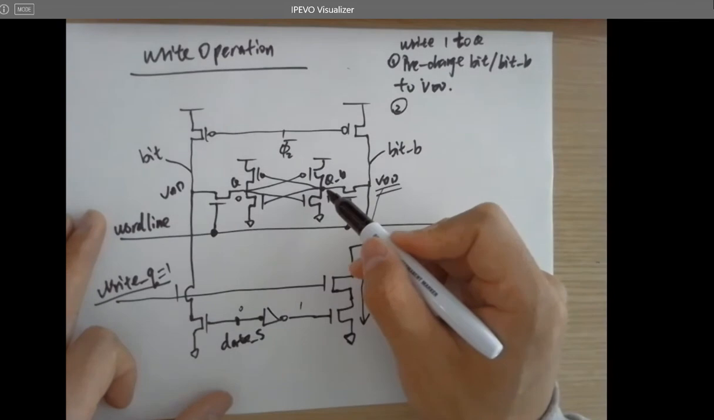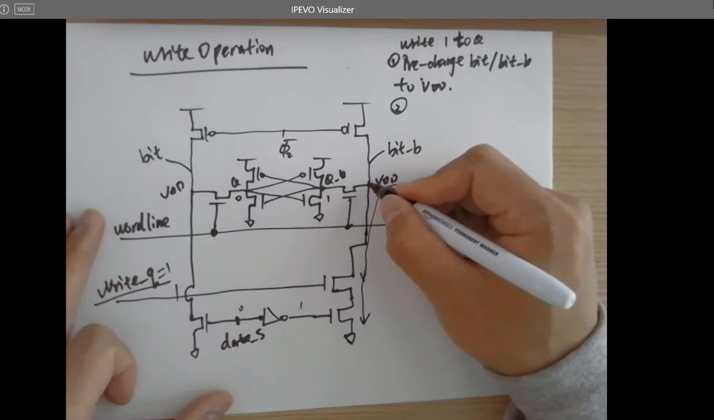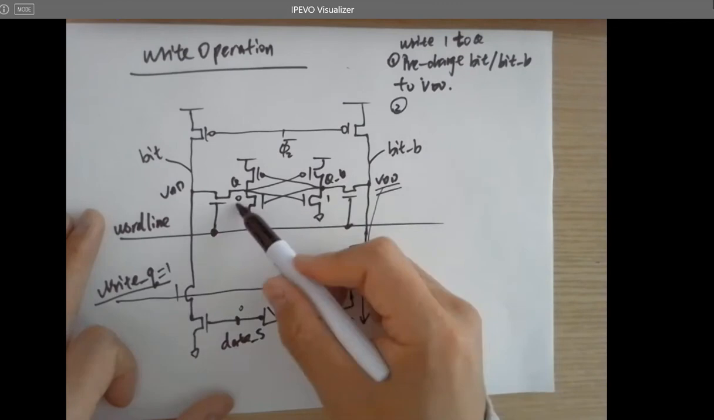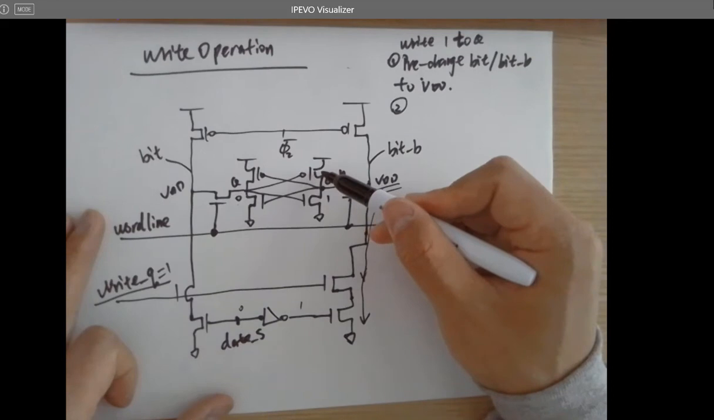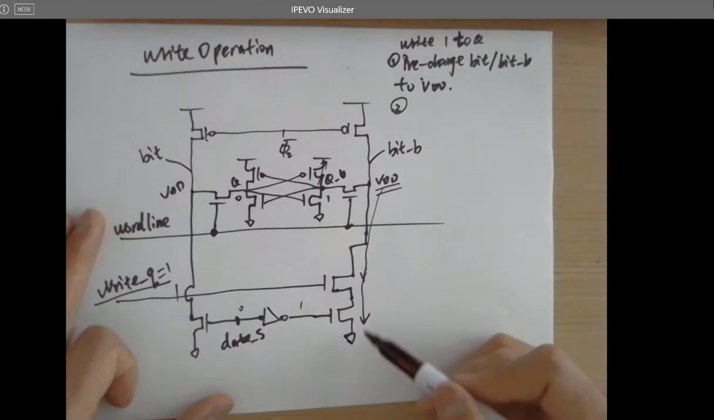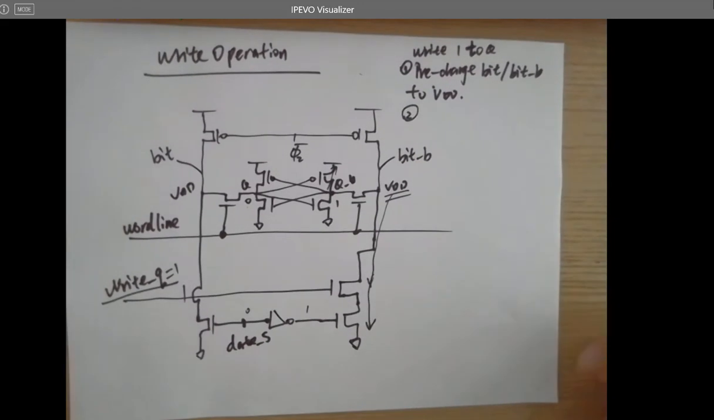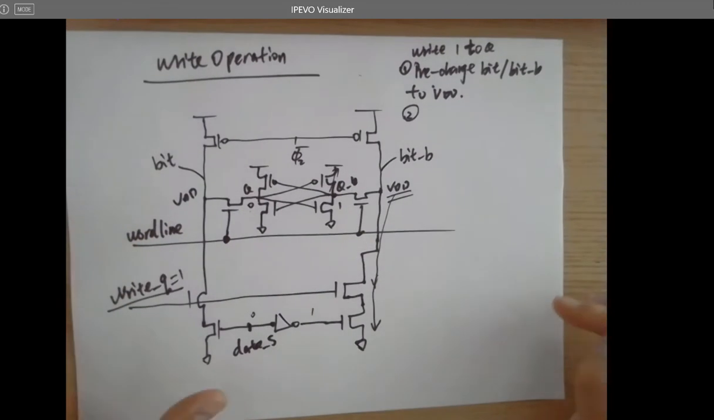So what about here? If this is being pulled down to the ground, and you are thinking, hey, this one used to be 1 and it's really stable positive feedback, and this one is being pulled up by this PMOS, right? So this PMOS is trying to pull it up to VDD, but these two NMOSes are trying to pull it down to the ground. They're competing. So what's going to happen? Why?